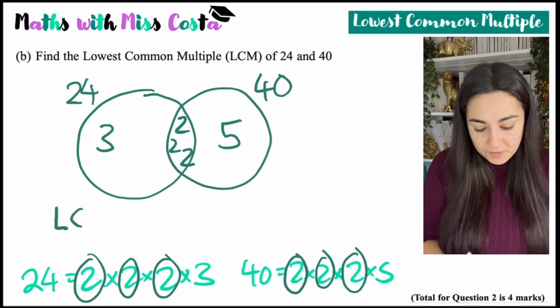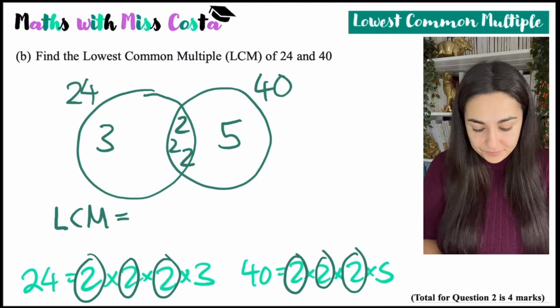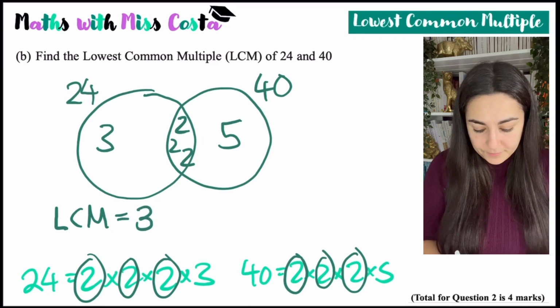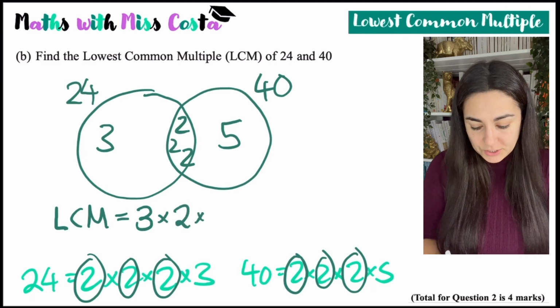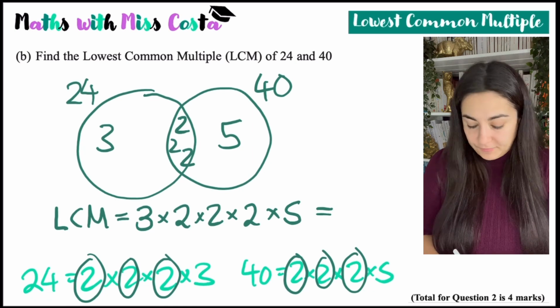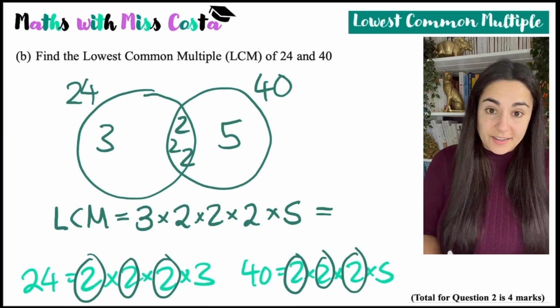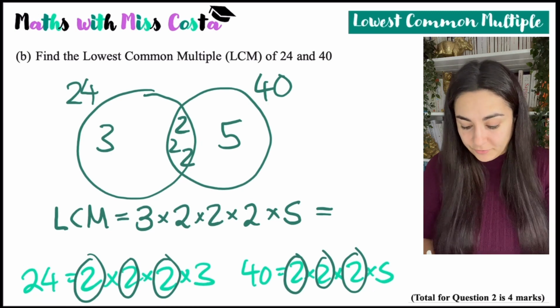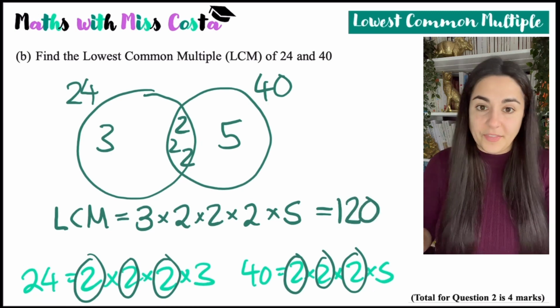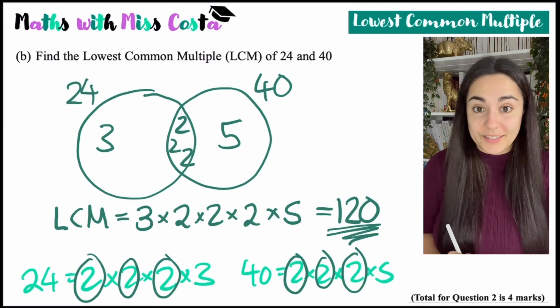For the lowest common multiple, you multiply everything that is in your Venn diagram. So in this case, it would be 3 times 2 times 2 times 2 times 5. And if you multiplied them all together, 3 times 5 is 15, times 2 is 30, times 2 is 60, times 2 is 120. I know you have a calculator, so you could have done that on your calculator. But that would be how you'd work out the lowest common multiple.